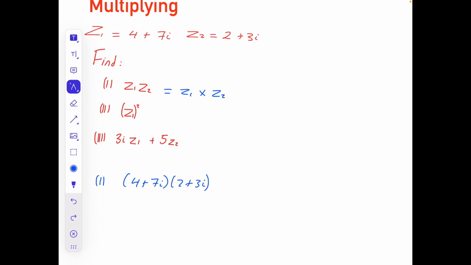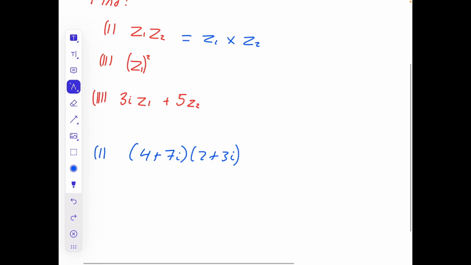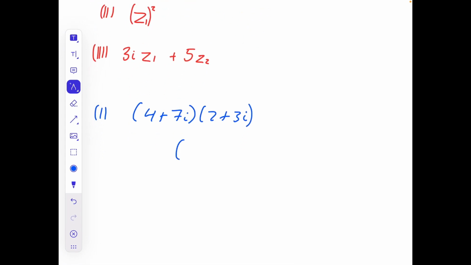Now, I don't know what way you were taught to multiply out brackets in algebra. You can do whatever way works, provided you get the same answer as me. Then you'll know you're correct. But what I always tell people to do is write down the second bracket twice and split up the first bracket.